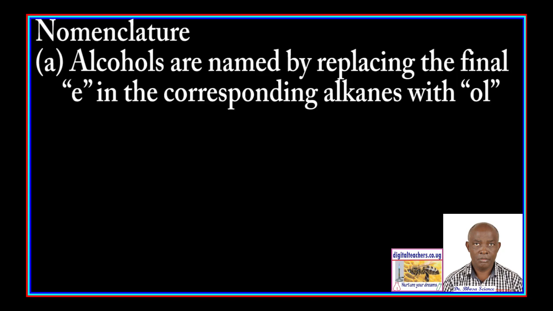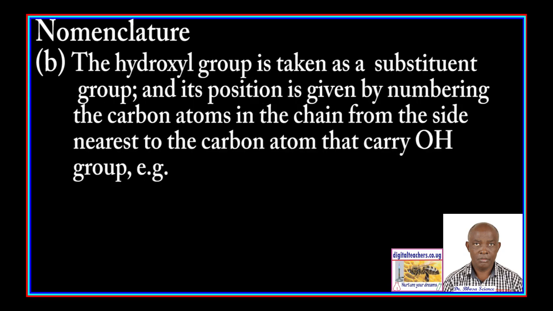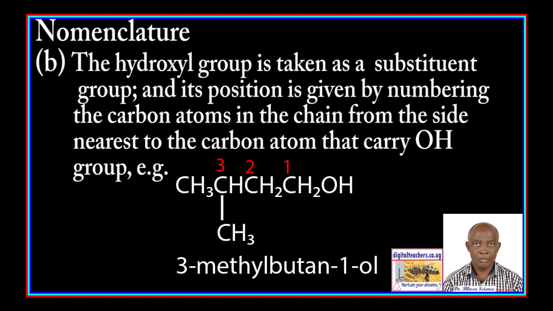Nomenclature. A. Alcohols are named by replacing the final E in the corresponding alkanes with OL. B. The hydroxyl group is taken as a substituent group and its position is given by numbering the carbon atoms in the chain from the side nearest to the carbon atom that carries the OH group. For example, 3-methylbutan-1-ol.